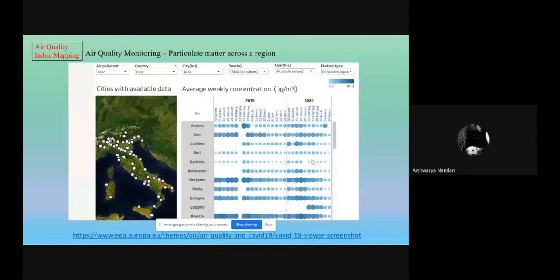Also, it can be used to map the air quality index. For example, in this particular image, you can see that across many cities in Italy, NO2 is used as the parameter, and across various dates from 2019 to 2020, the variation in NO2 has been mapped. So basically they use air quality index sensors, and they are placed all across a particular region, whether it's a city, a state, or a country.